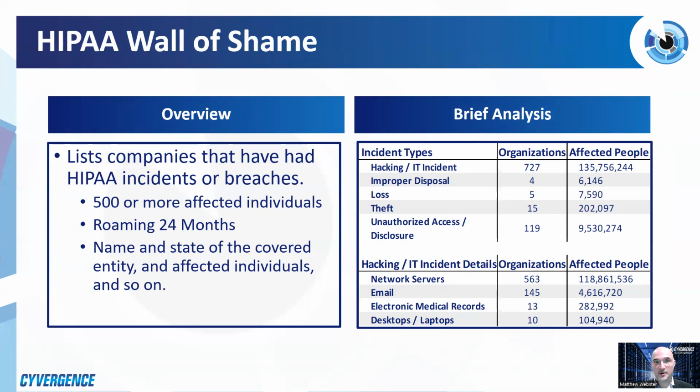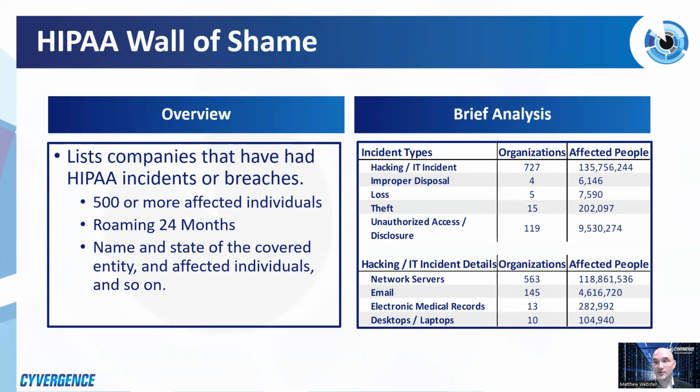So this is called the wall of shame because anybody can go up there and take a look to see who is affected by an organization over a period of time. So we're seeing 500 or more affected individuals, and it's rolling over 24 months. So this is not a perfect amount of information, but overall, it gives you a general idea for what's happening. When we look at the incident types, if we go on the right-hand side, you can see here, and this is just information that I happen to pull out from one segment of information off of the HIPAA wall of shame, covering a 24-month period of time.